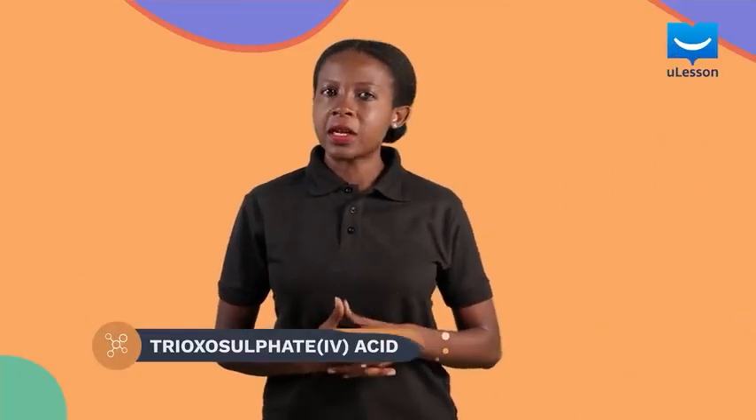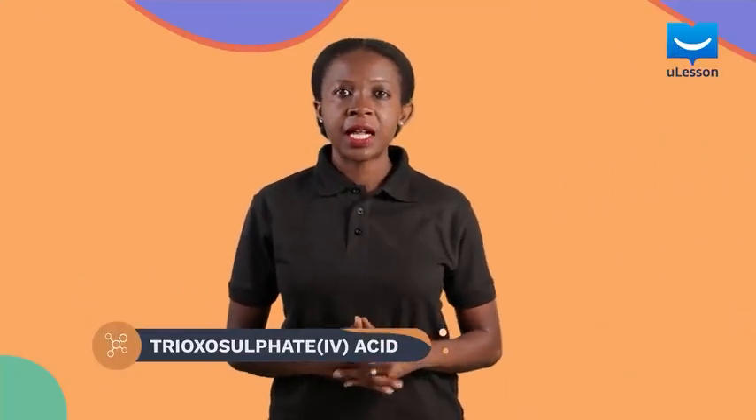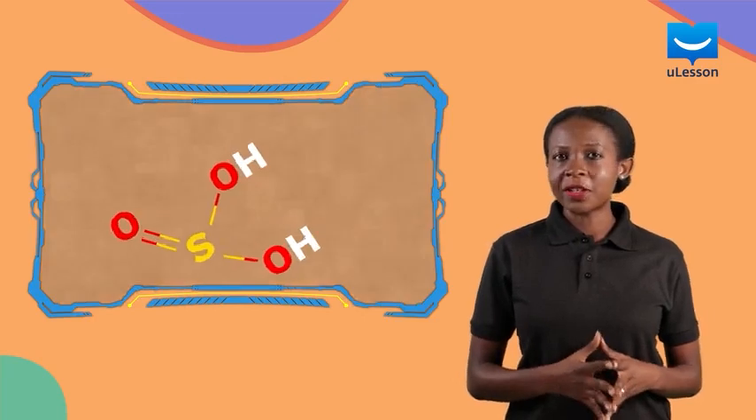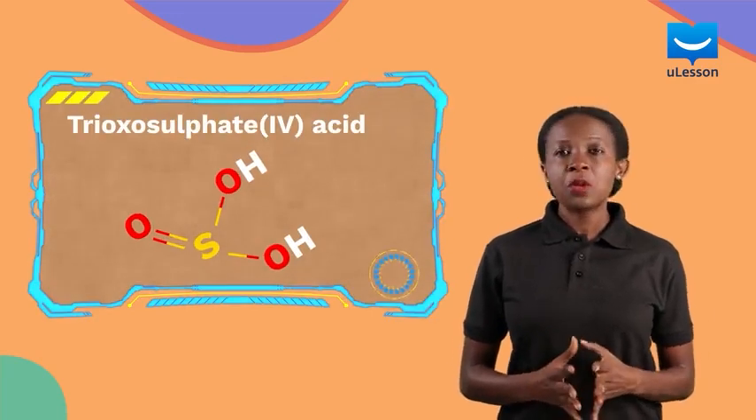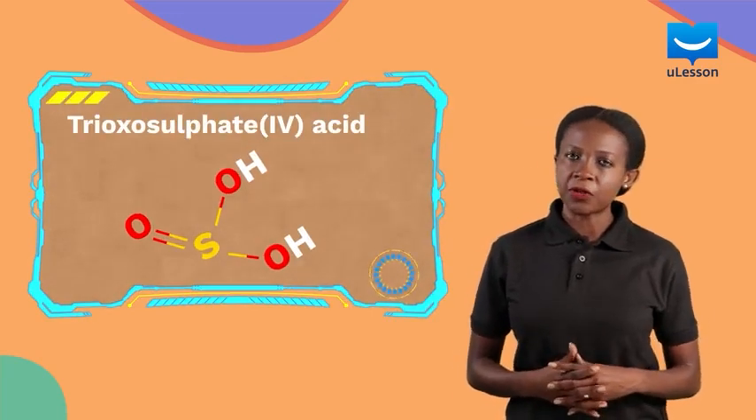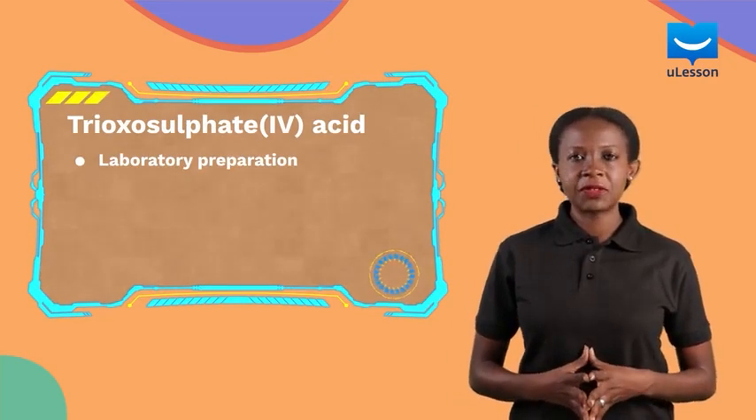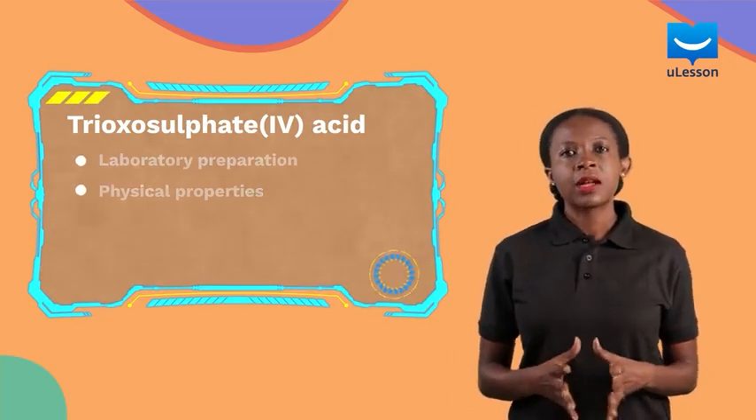You have learned a lot about some compounds of sulfur, such as the oxides of sulfur and hydrogen sulfide in our previous lessons. In this lesson, we will focus on trioxosulphate IV acid, which is another compound of sulfur. You will learn about its laboratory preparation and its physical properties.